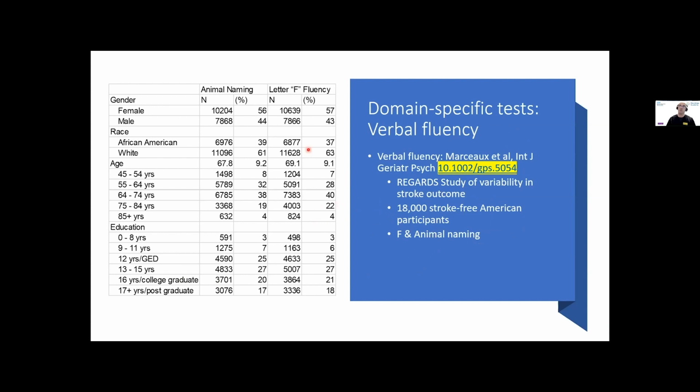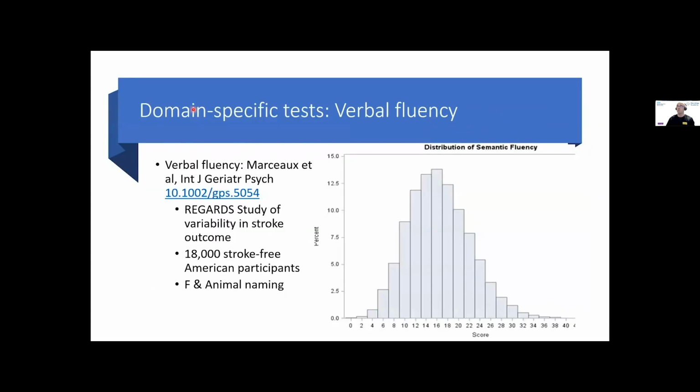And they were a hugely diverse group, with a very good balance of African American and white participants, large age diversity, quite a good diversity of educational attainment as well, and a good gender balance. They were able to develop a really lovely normal curve. So this is really important for the diagnosis phase. This allows you to standardize your speed of processing cognitive test.